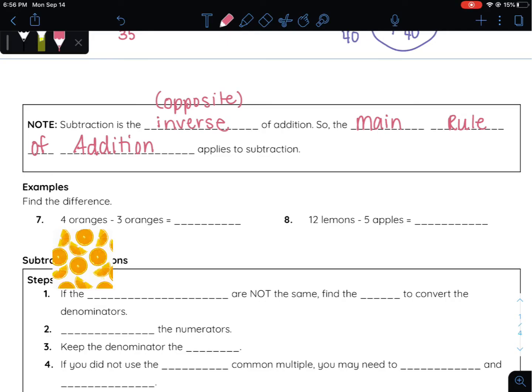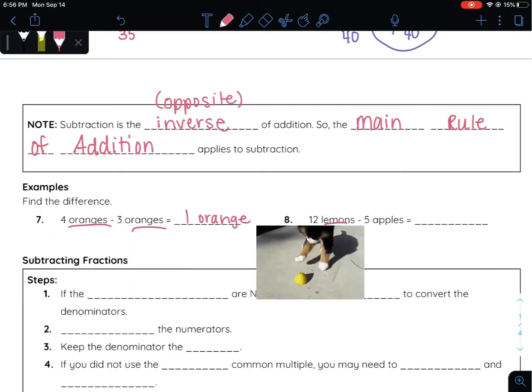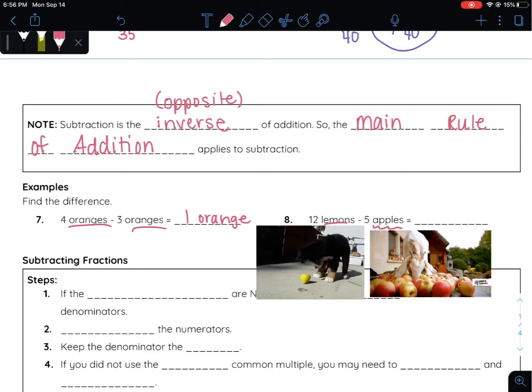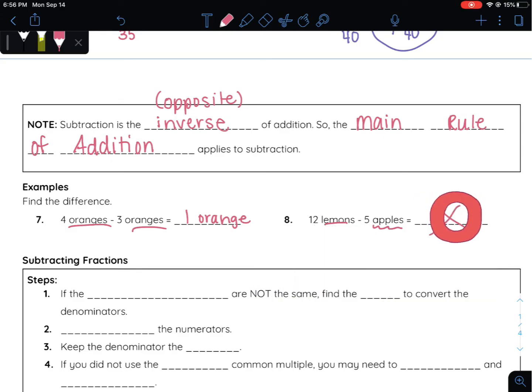So think about it. 4 oranges minus 3 oranges. Well, they're both oranges, so 1 orange. But if I'm like, okay, 12 lemons minus 5 apples, you can't really directly do that. You'd have to change them both into fruits and say you just had 12 of one kind of fruit minus 5 of some other kind of fruit, and you'd get a total amount of fruits. But you wouldn't necessarily know apples and lemons. You can't subtract those directly because they're not the same things, like our main rule says.